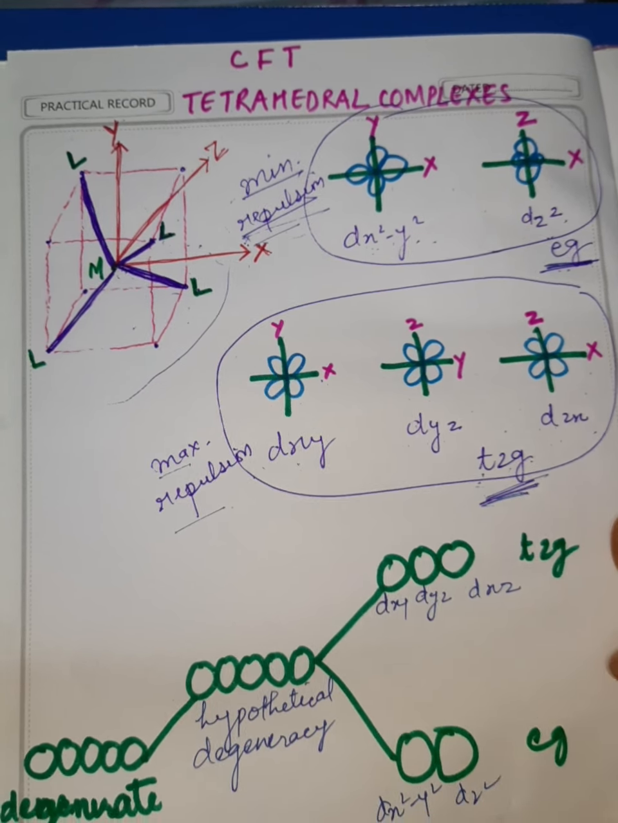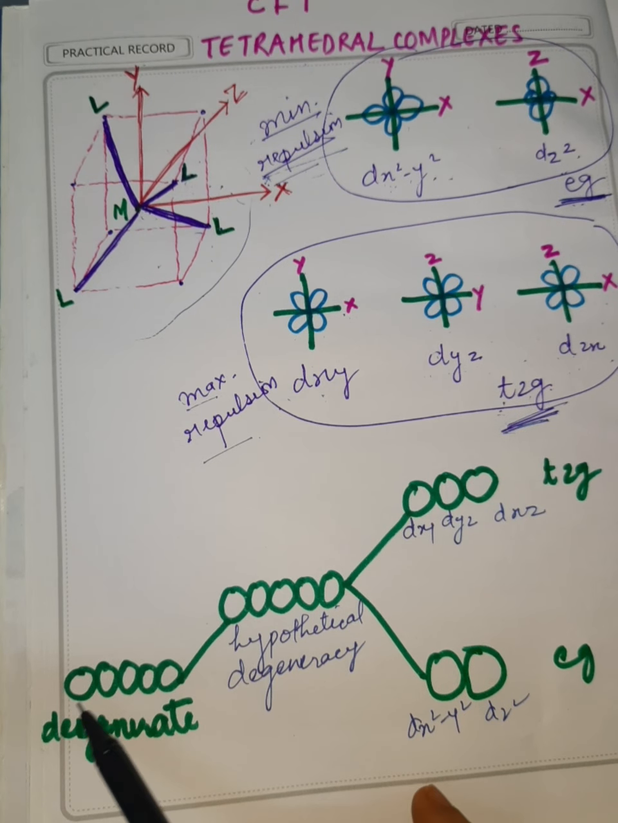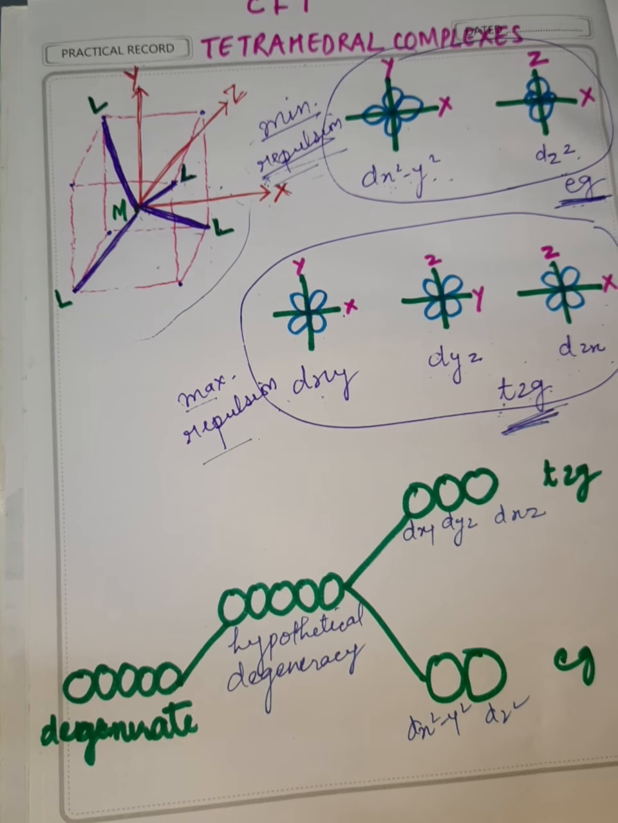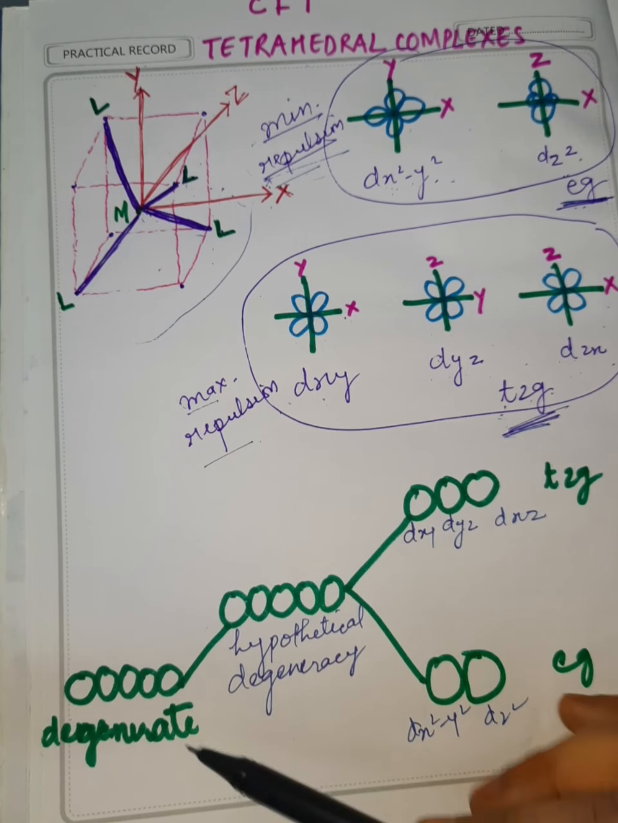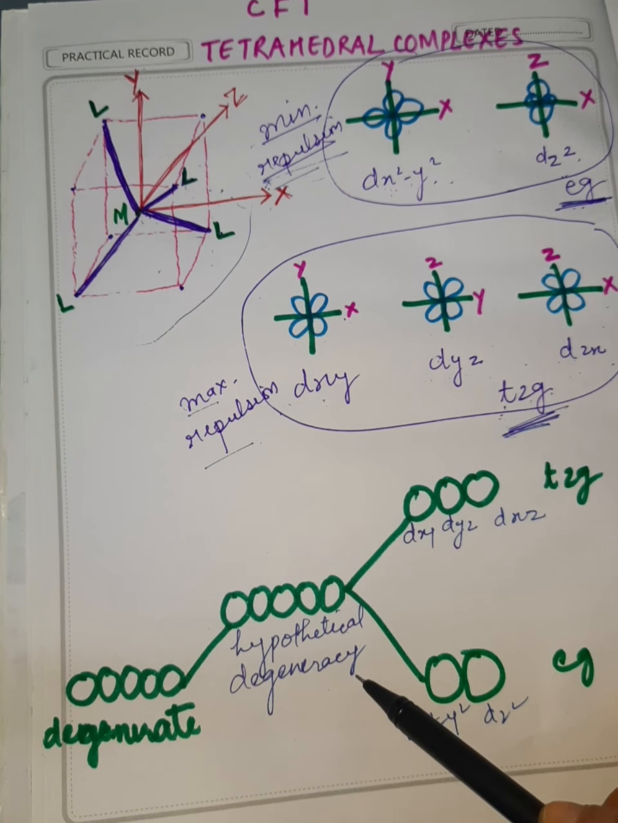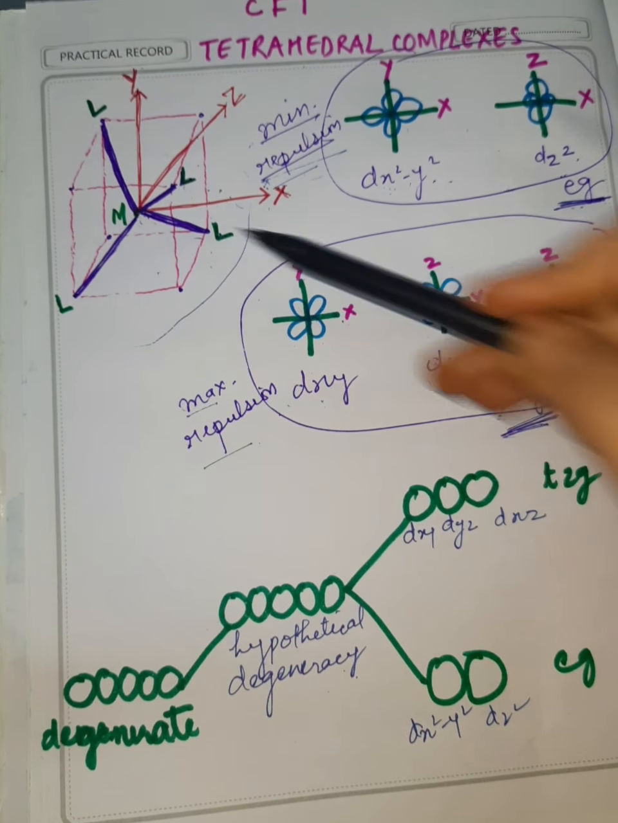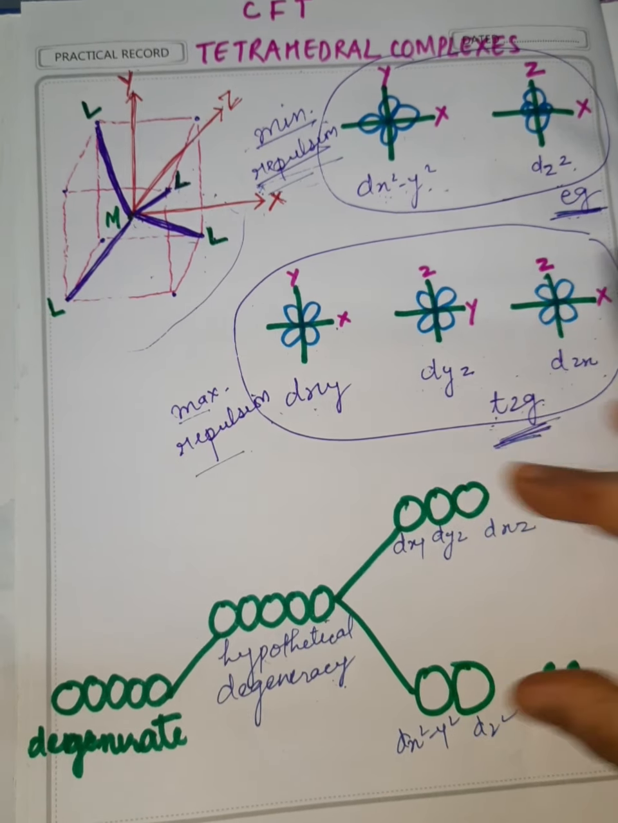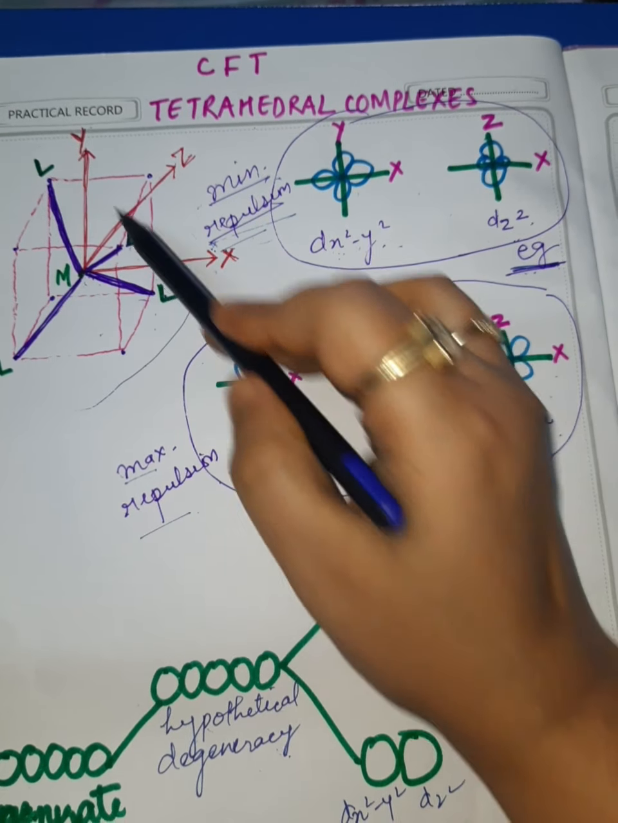Now let us see the splitting, dear students. Here we have 5 d orbitals which are degenerate. Degenerate means all 5 orbitals are of the same energy when the metal doesn't come in contact with ligands. Now when ligands approach the central metal atom or ion, these 5 degenerate orbitals reach the hypothetical degeneracy. After reaching the hypothetical degeneracy in the closest proximity of the ligand, these hypothetically degenerate 5 orbitals split up into 2 sets, and this splitting depends upon the direction from where the ligands are approaching.